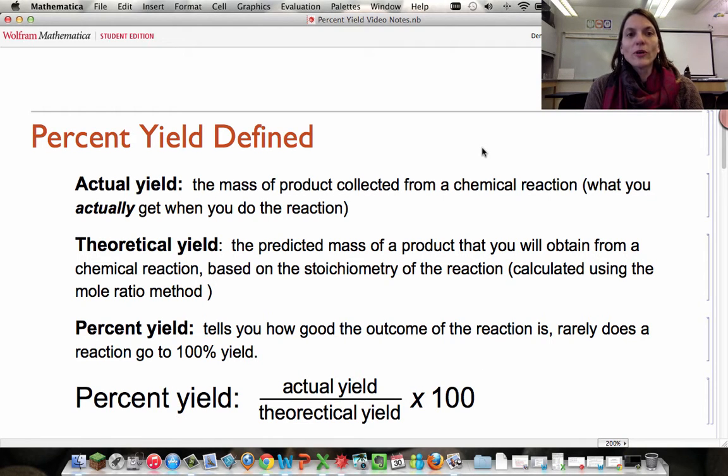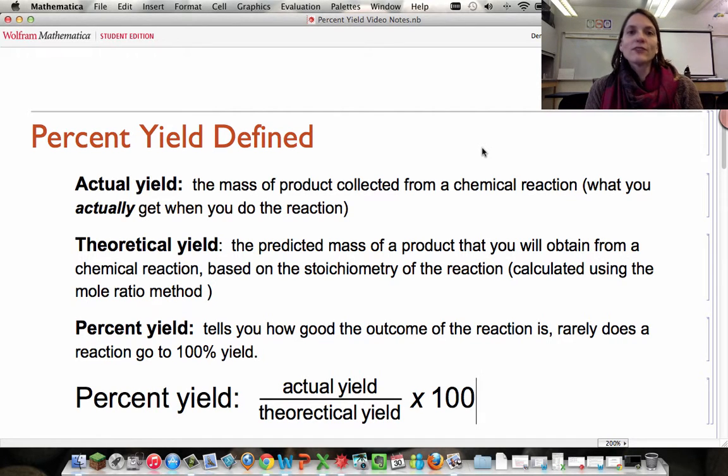So this video is all about percent yield. Percent yield is used by chemists to figure out how good a chemical reaction really is. Let's face it, not everything goes as planned. Sometimes chemical reactions don't go all the way to 100%. So a percent yield is a way for a chemist to report out how effective a chemical reaction really is.